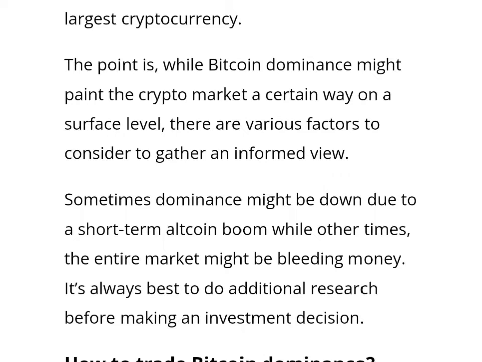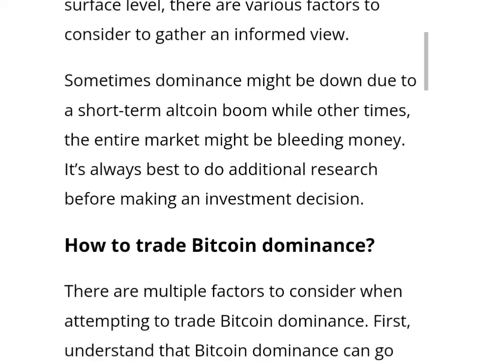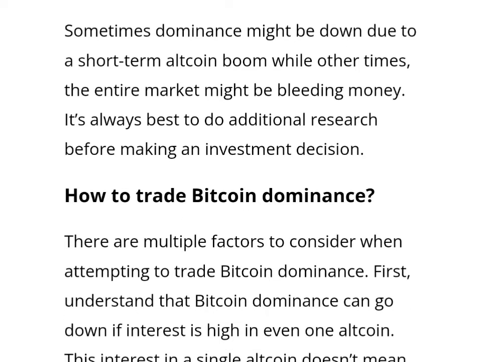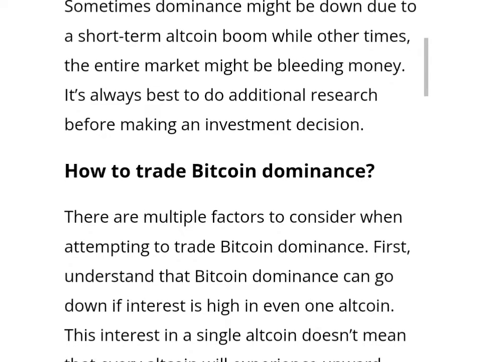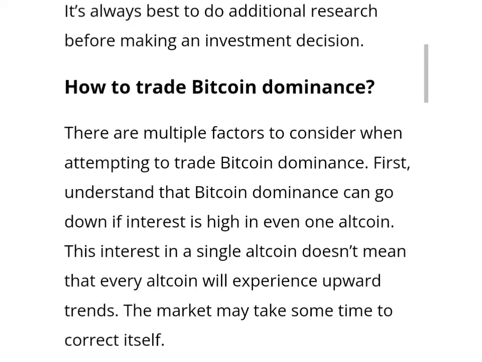The point is, while Bitcoin dominance might paint the crypto market a certain way on a surface level, there are various factors to consider to gather an informed view. Sometimes dominance might be down due to a short-term altcoin boom, while other times, the entire market might be bleeding money. It's always best to do additional research before making an investment decision.